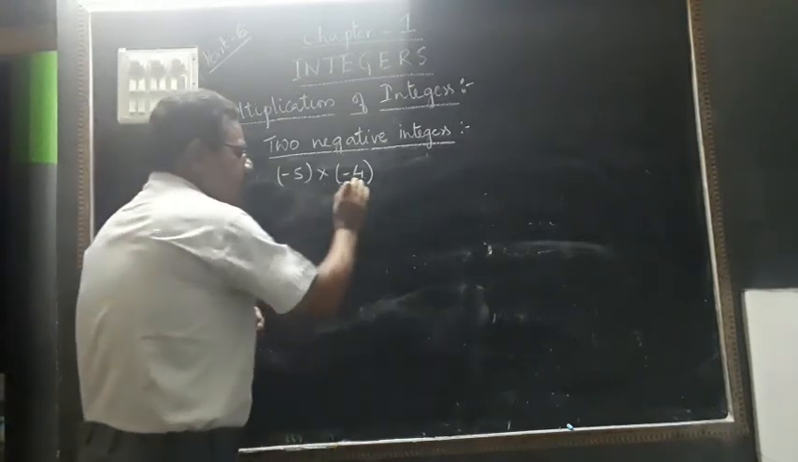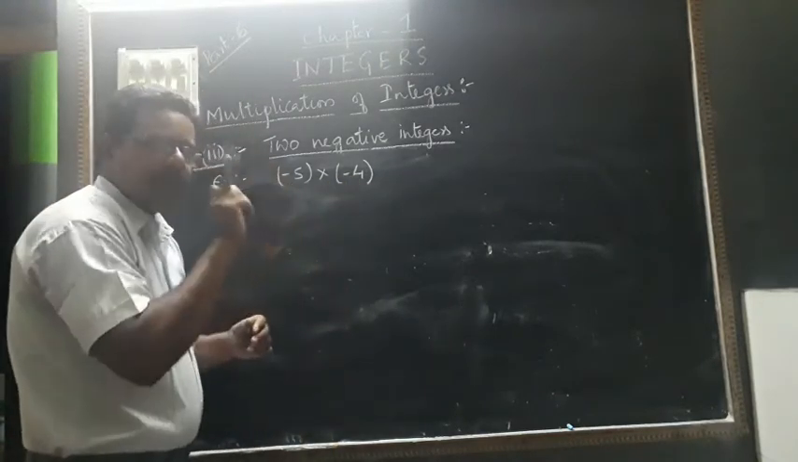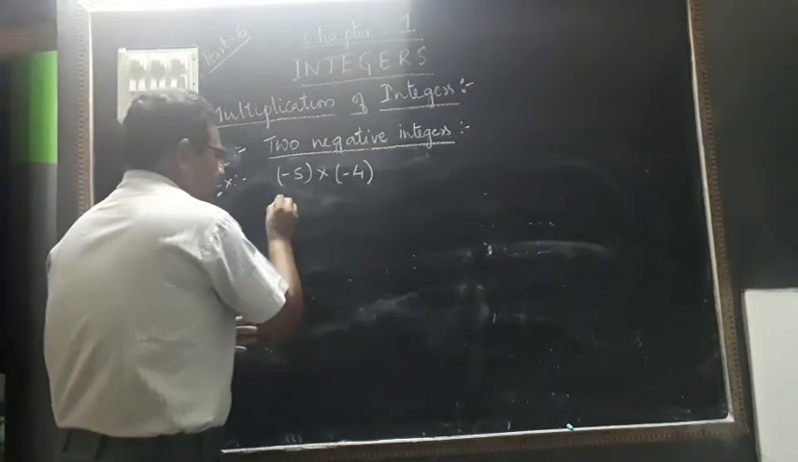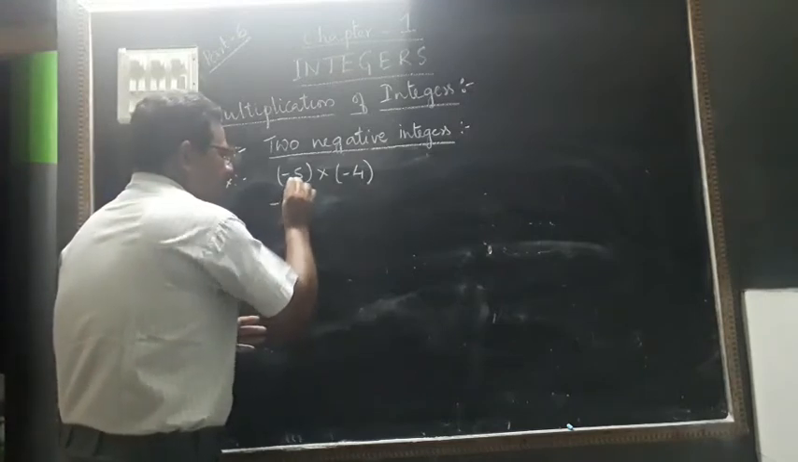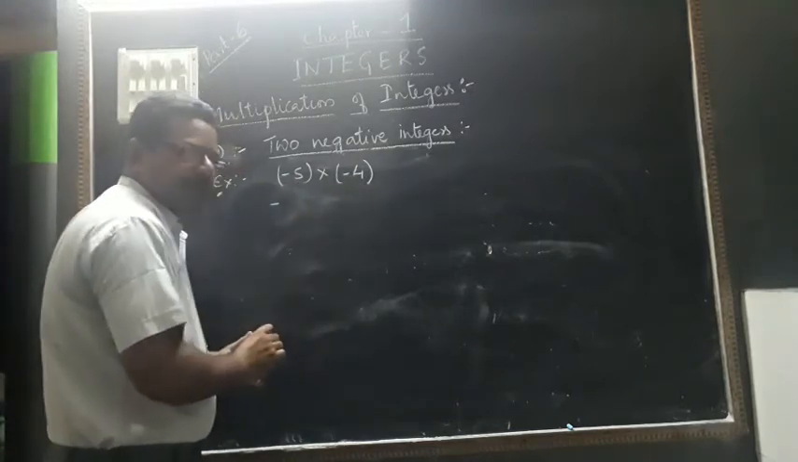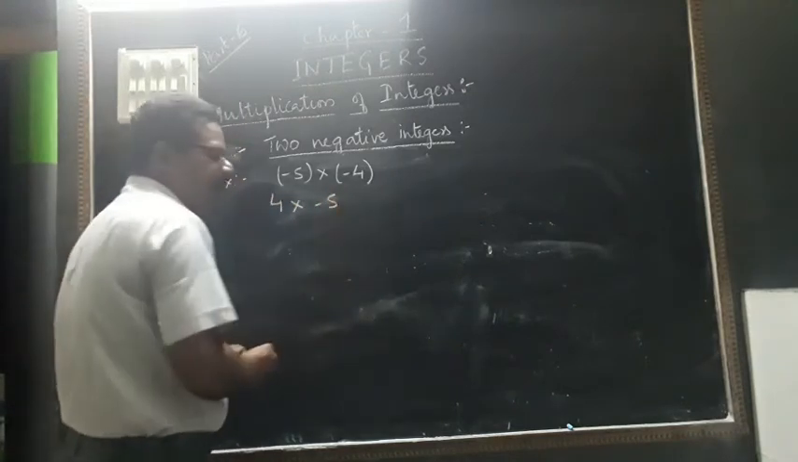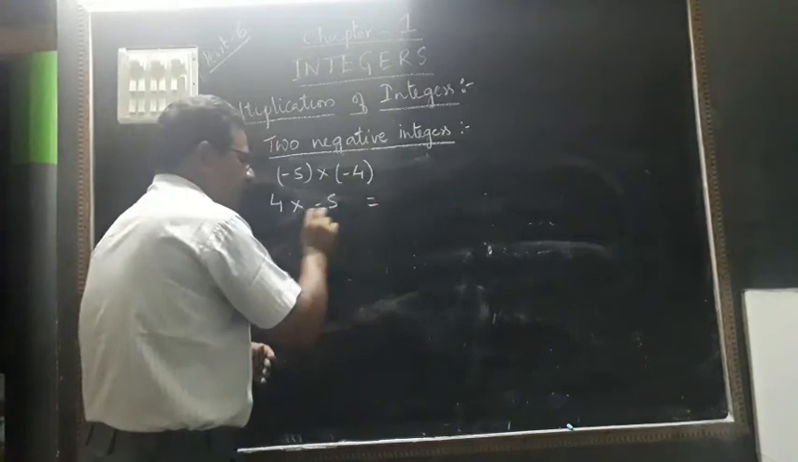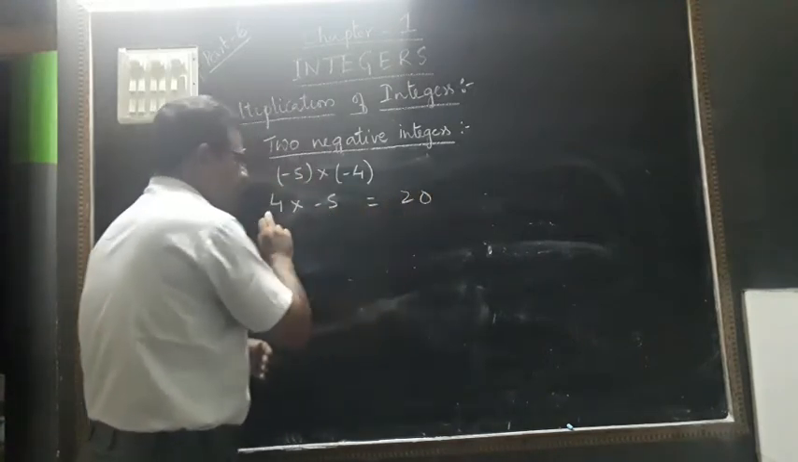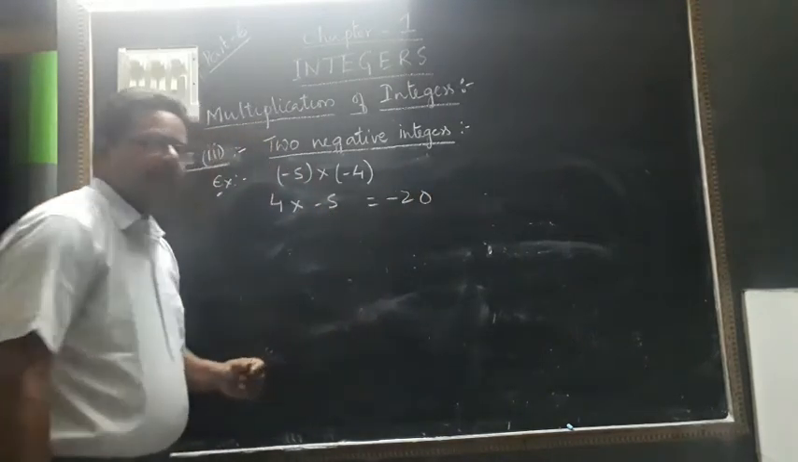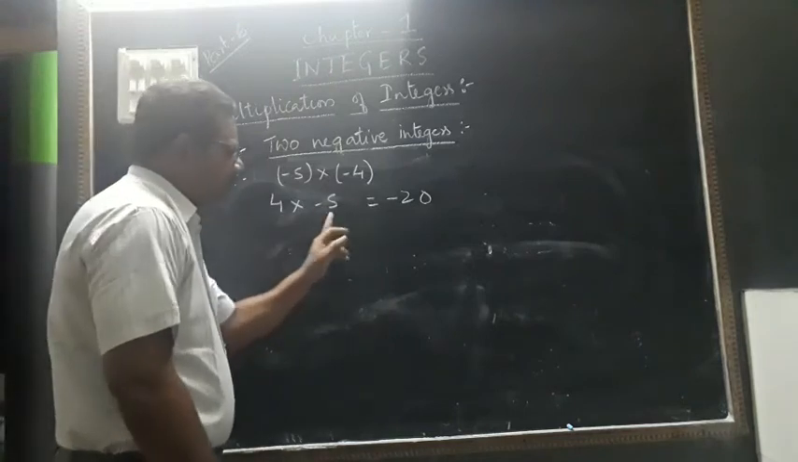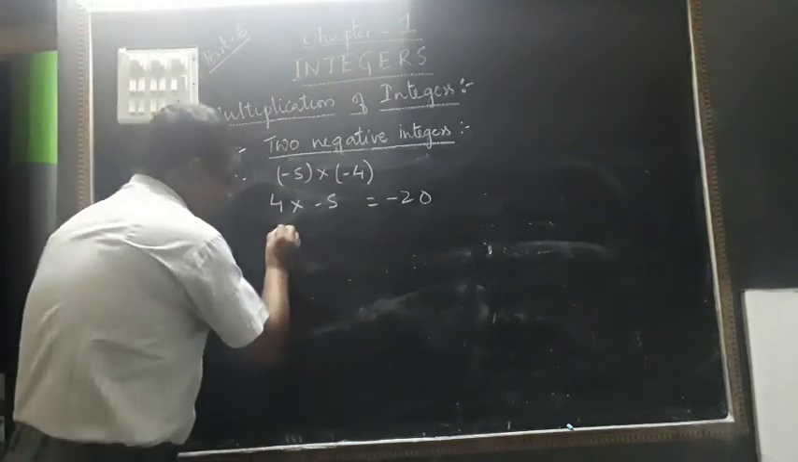So of two negative integers, you can consider one as a positive integer. Suppose I am taking 5 as negative and 4 as positive. So 4 into minus 5, I am writing. 4 fives are 20, we know. One is positive and one is negative, so we will get the answer minus. 4 into minus 5 is minus 20.